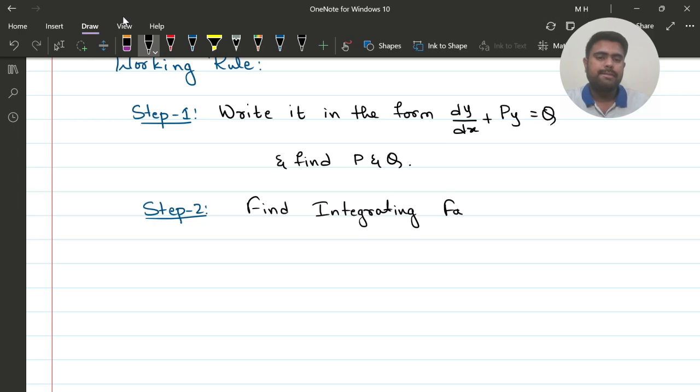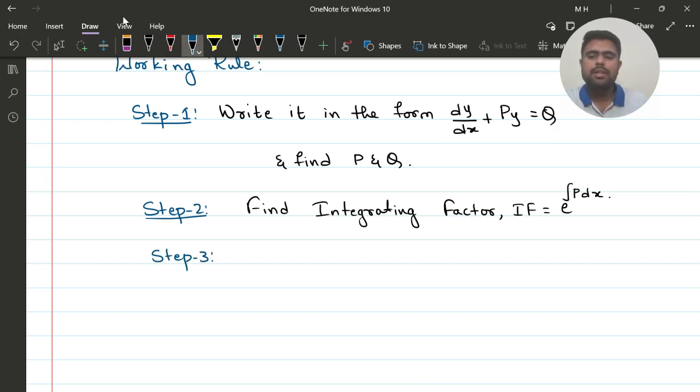Integrating factor, using the formula given by integrating factor is equal to e raised to the integral of p dx. Once this is done, we will not evaluate anything else. We will directly write the general solution.